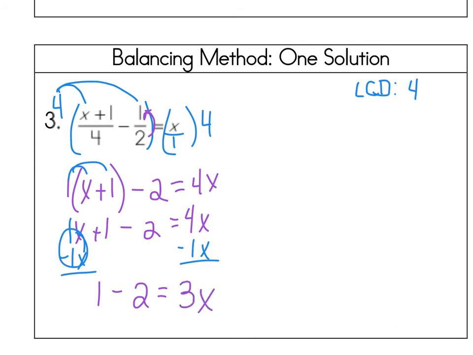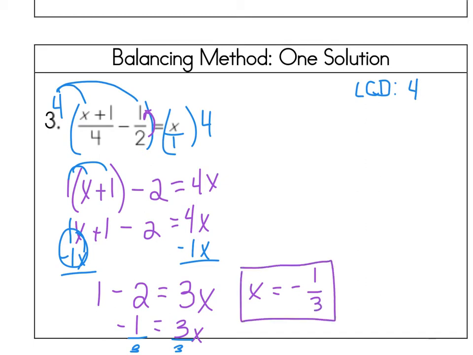3x. Then I'm going to combine 1 minus 2 on the left-hand side, which of course is negative 1. And that all equals 3x. And my last step, I need to get x alone, so therefore I'm going to divide both sides by 3. So x is equal to negative 1/3. One solution.